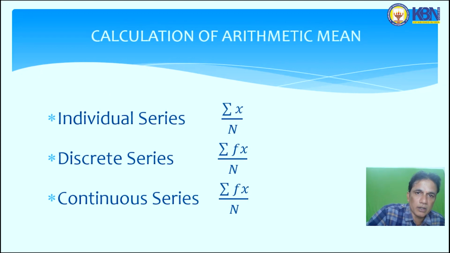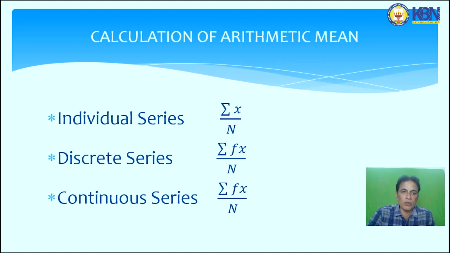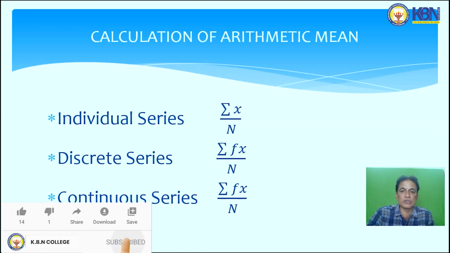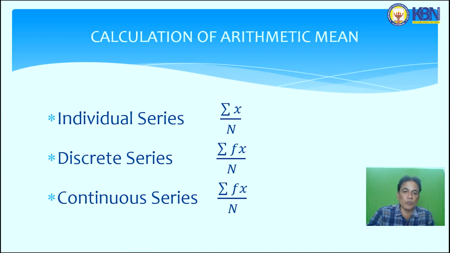Now, the calculation of arithmetic mean. We have three series. One is individual series. If the sample size is very small, we can calculate the mean through individual series. If the sample size is moderate, not very big, we can use discrete series. If the sample size is large and high in volume, we can use continuous series.